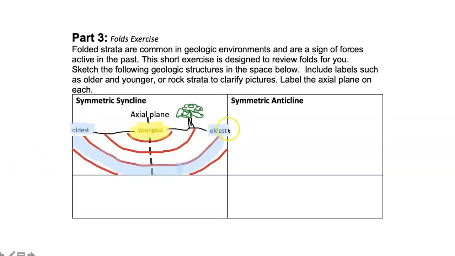So if you're walking along the ground and you don't know what's below you, you would see old rocks, and they would get younger and younger and younger, and then you would start passing back into older and older and older rocks. This is going to be a little bit different than what you find when you do your anticline.